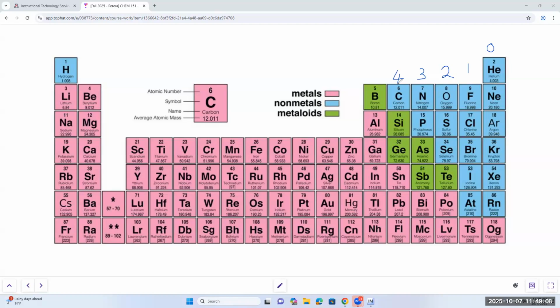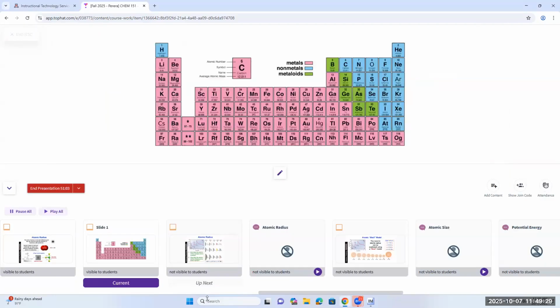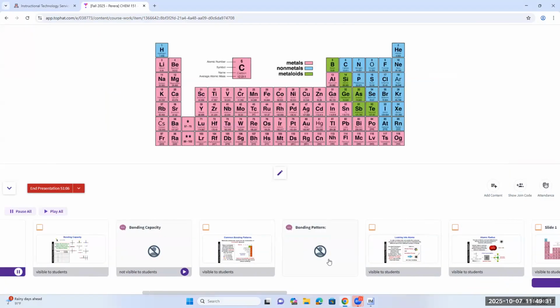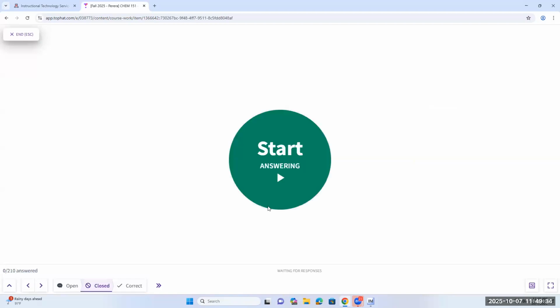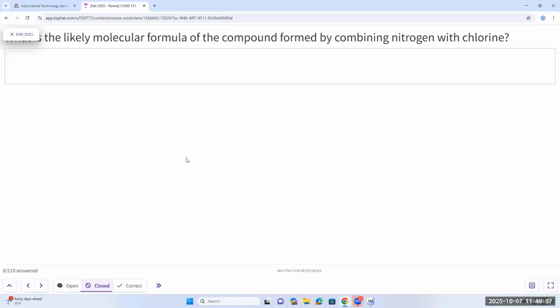Okay. That's our learning objective 2. We know how to determine the common bonding capacities of any element in a covalent compound. Okay. Now let's have some fun with this now that we know how to do this. Let's try this question. Here we go. Let's say that you have a covalent compound made between nitrogen and chlorine. Can you determine the molecular formula for that?